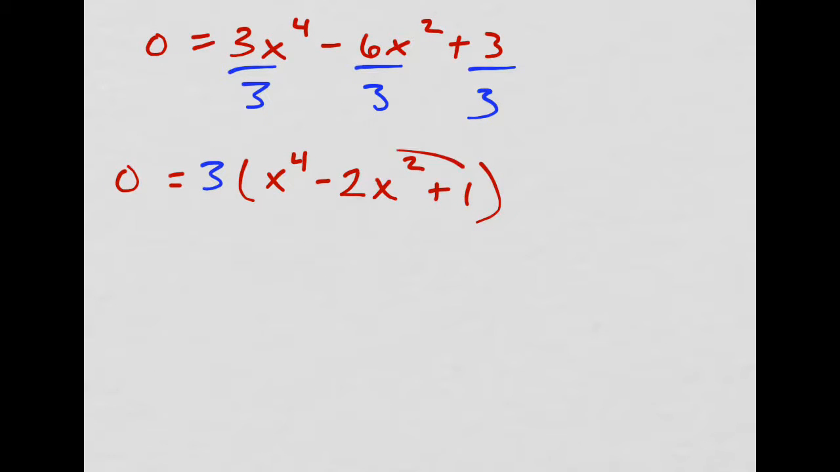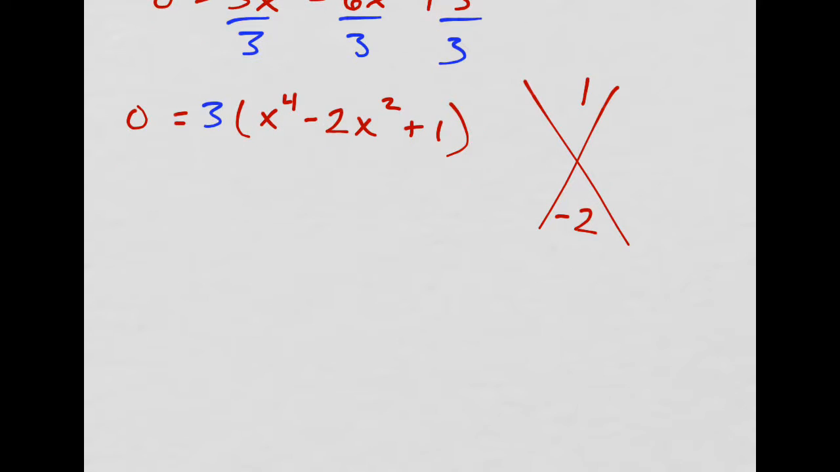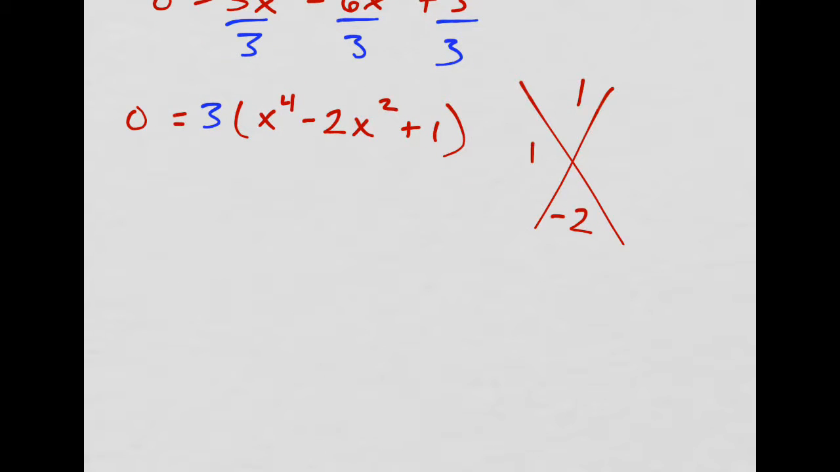And then I can use my x factoring on this. It's just I have to use an x squared when I do my shortcut. So, what do we have? We have 1 in the top, negative 2 in the bottom. Is that 1 times 1? Both negative, right? Negative 1 times negative 1 is positive 1. And then, yeah, that works.